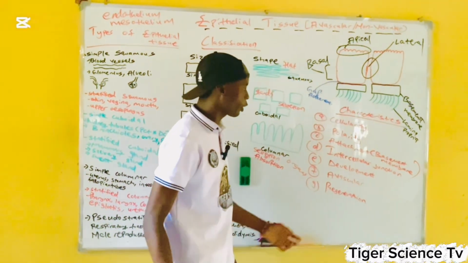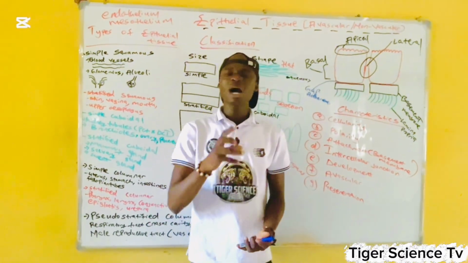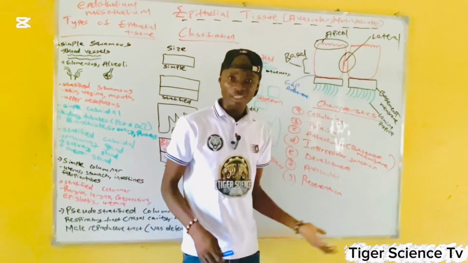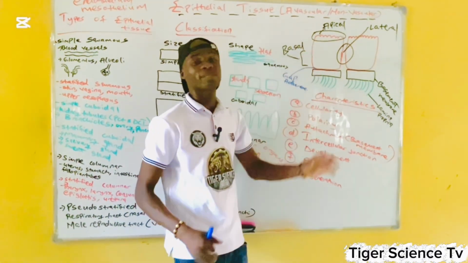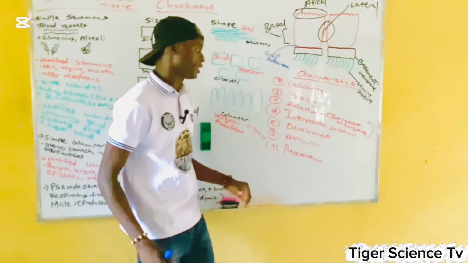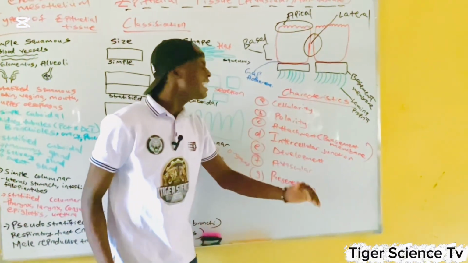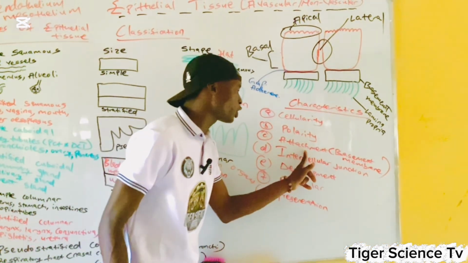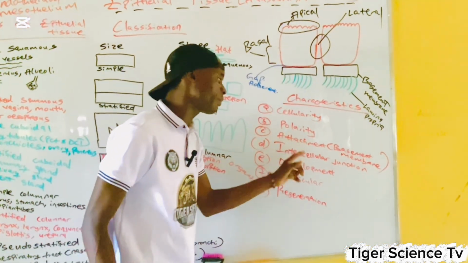What are the characteristics? Very quick. Cellularity. Epithelial tissue has more cells and fewer extracellular matrix. The basement membrane is very small. Epithelial tissue has more cells. Polarity, they have two oppositional surfaces. Now, what of attachment? Each epithelial tissue rests on the basement membrane. That is one of the characteristics of epithelial tissue.